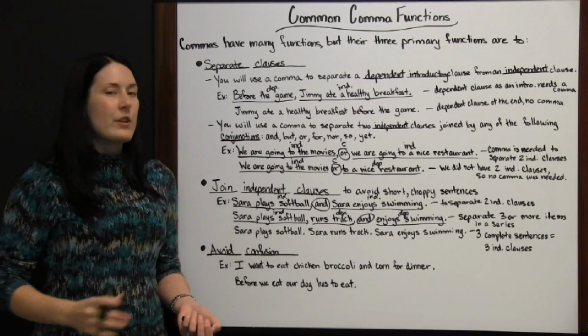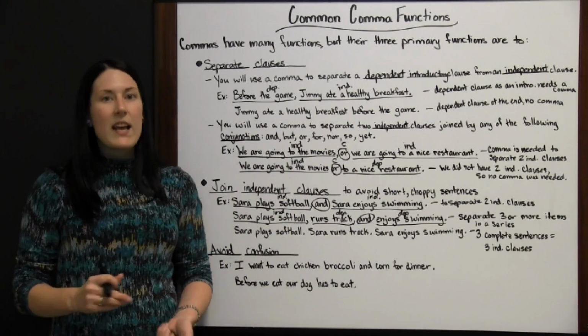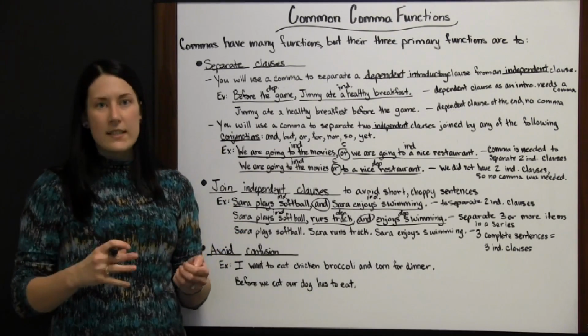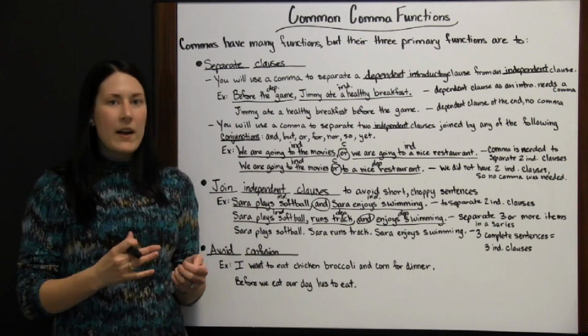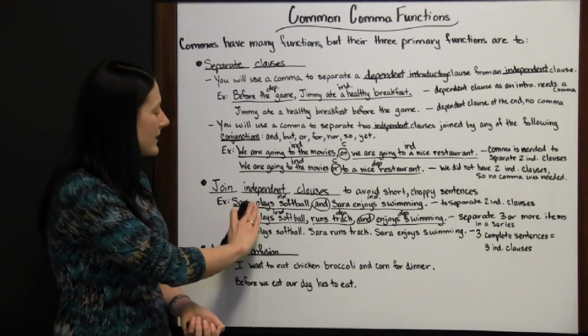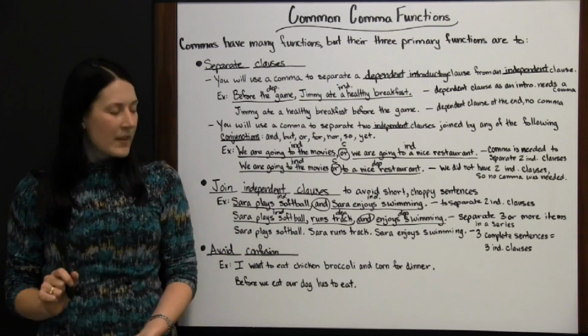This is going to be helpful when you're combining different ideas to be able to join independent clauses and in other instances. If you have just 2 sentences that you would like to combine, you can do so using a conjunction and a comma. As long as it's still an independent clause on each side, you will need that comma.